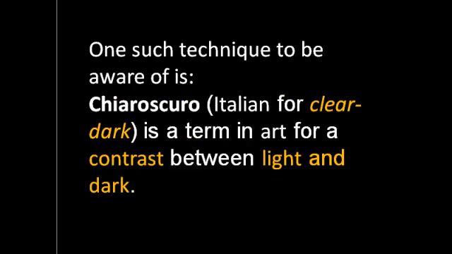One such technique to be aware of is chiaroscuro. Italian for clear dark, it is a term in art for a contrast between light and dark. The term is usually applied to bold contrasts, affecting a whole composition, but is also more technically used by artists and art historians for the use of effects representing contrasts of light, not necessarily strong, to achieve a sense of volume in modeling three-dimensional objects such as a human body.